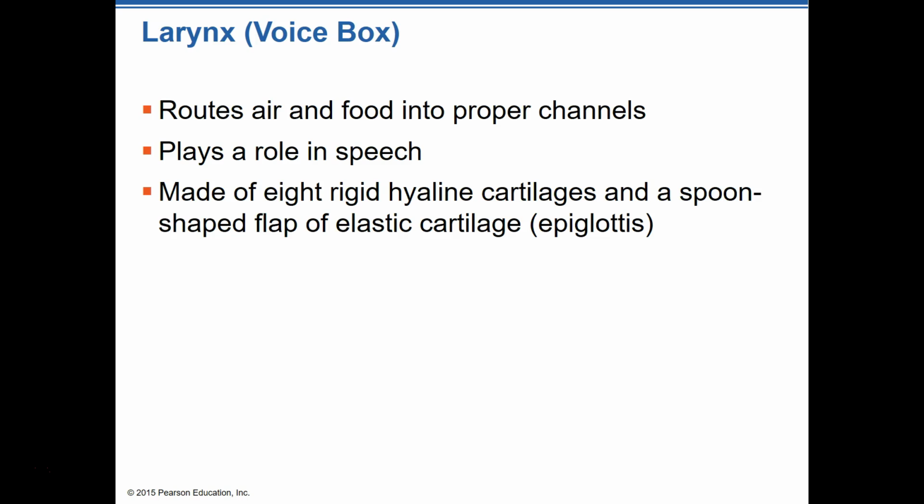It also routes air and food to the proper channels, routes the food down the food pipe and the air down the windpipe, and plays a major role in speech. It's made of 8 rigid hyaline cartilages and a spoon-shaped flap of elastic cartilage called the epiglottis. That's our food flap. It keeps us from having food and liquids go down into our windpipe. Typically, if it's working correctly, it closes up and keeps solids and liquids from going the wrong direction.